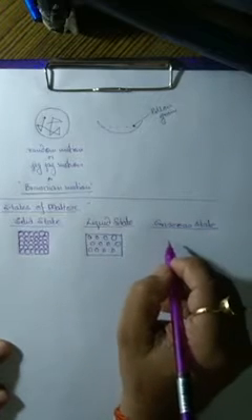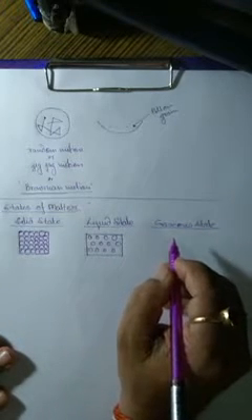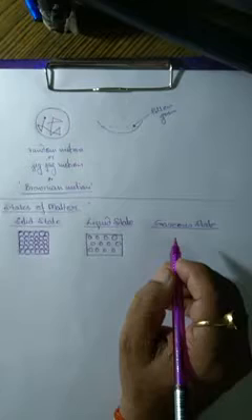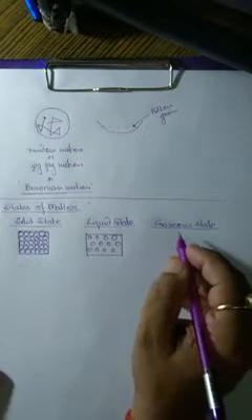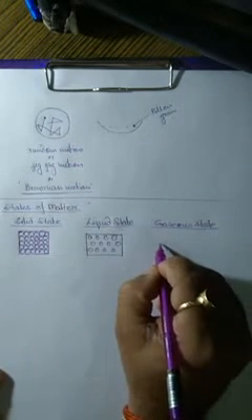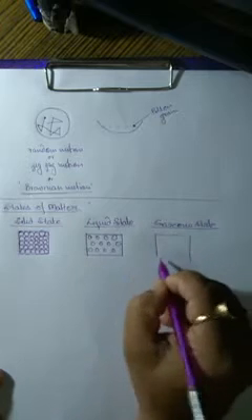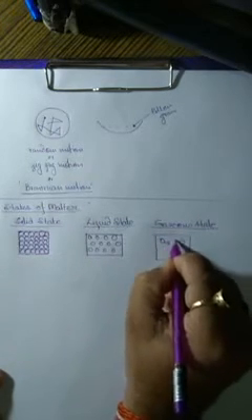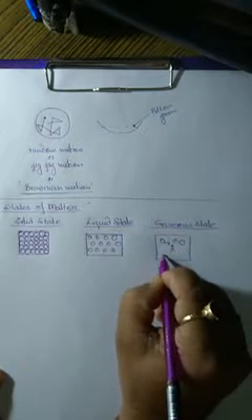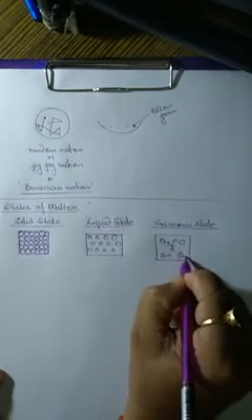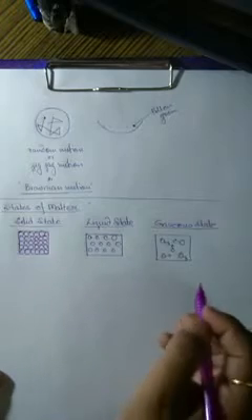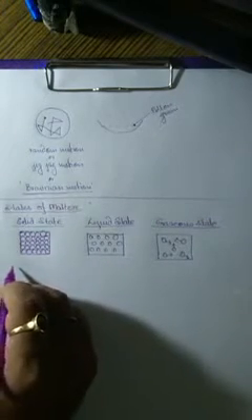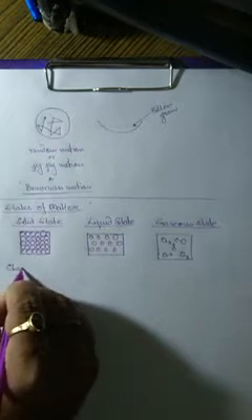Matter in the gaseous state has neither a definite shape nor a definite volume. For this one we can draw a figure: particles moving this way, this way, this way, anywhere. This is gas. This is how we can study the characteristics of the states of matter.